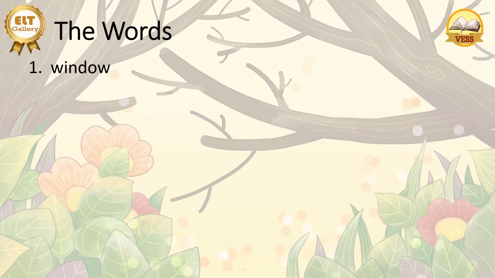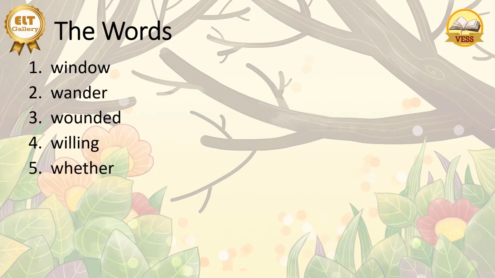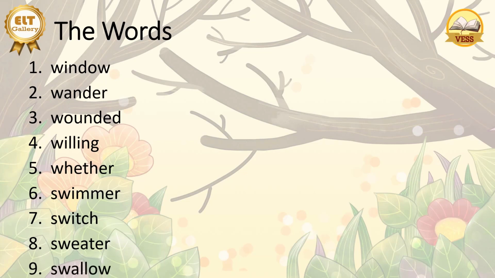Window, wonder, wounded, willing, weather, swimmer, switch, sweater, swallow. In 1 to 5, we have W in the beginning of a syllable, in this case also in the beginning of a word.